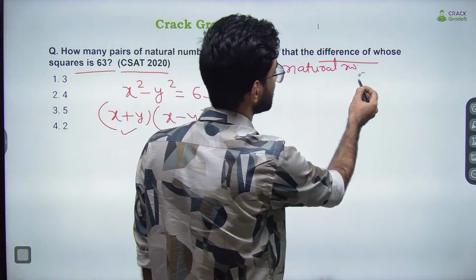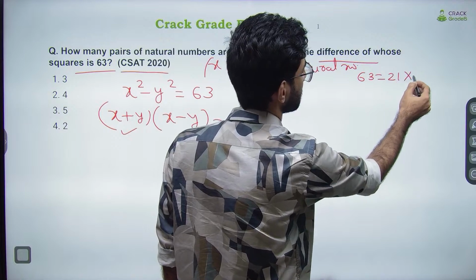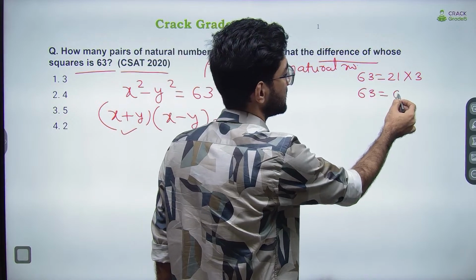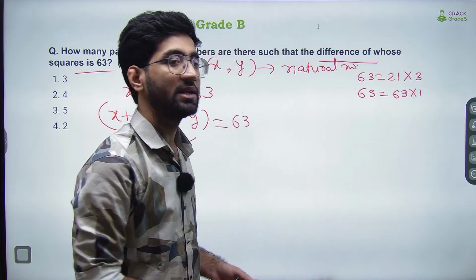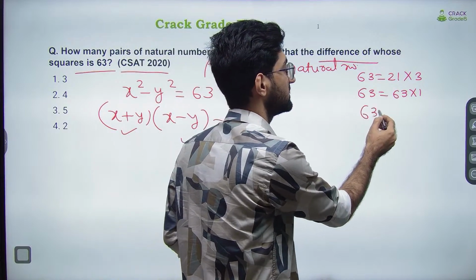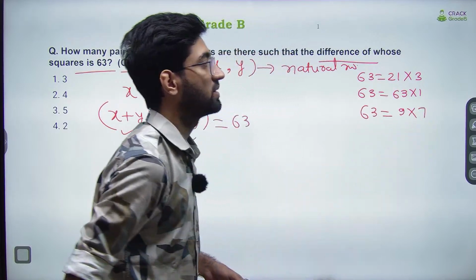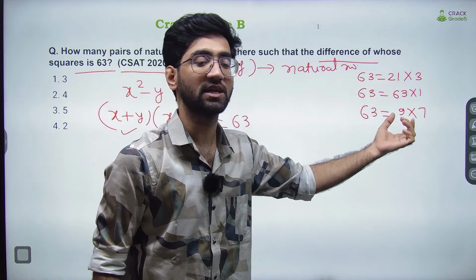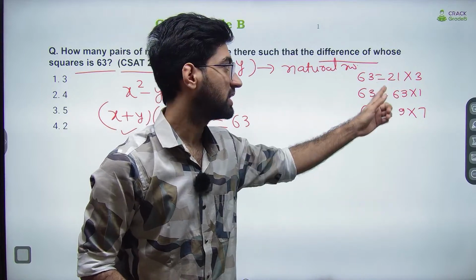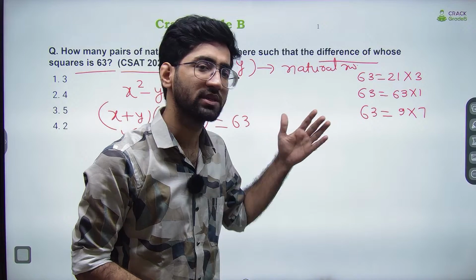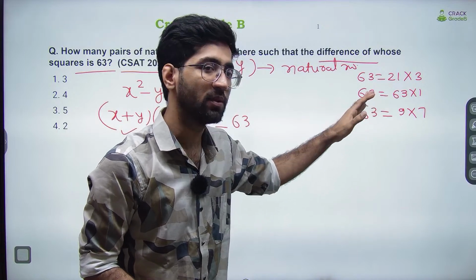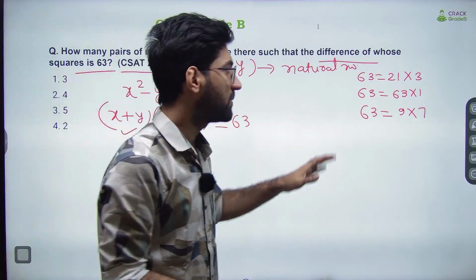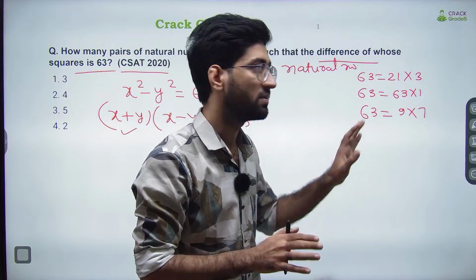Tell me, can you write 63 as 21 into 3? Can you write 63 as 63 into 1? Can you write 63 as 9 into 7? So we have written 63 as the multiplication of two natural numbers in three ways. If you have solved this kind of questions earlier, you will be able to answer that there are three pairs. Option 1 is the correct answer. But if you are not able to think at this point, don't worry, we will come to that.